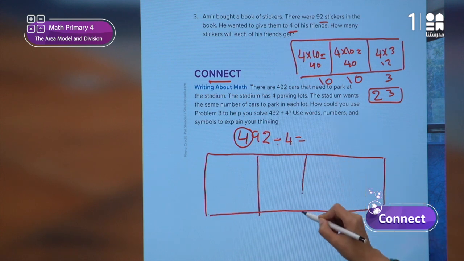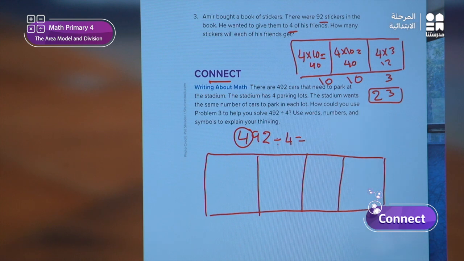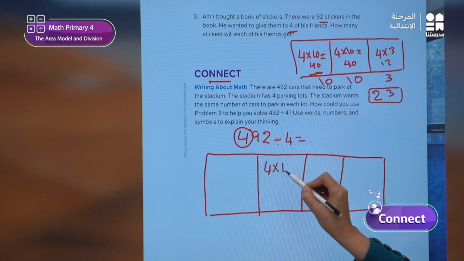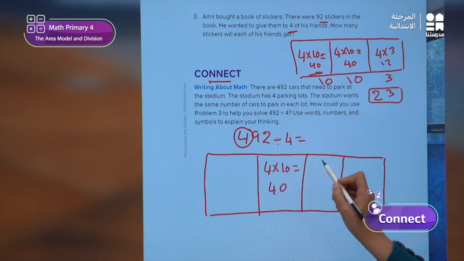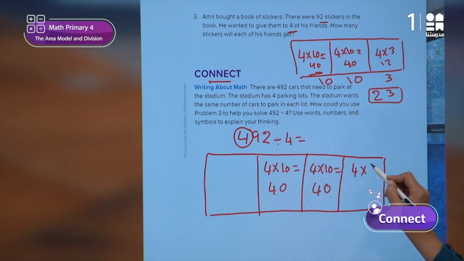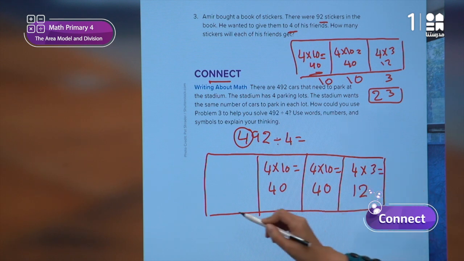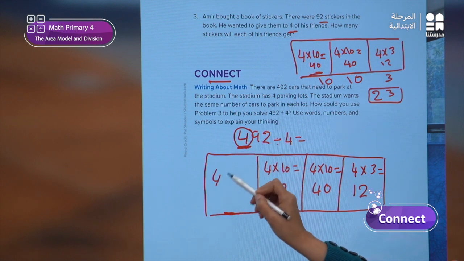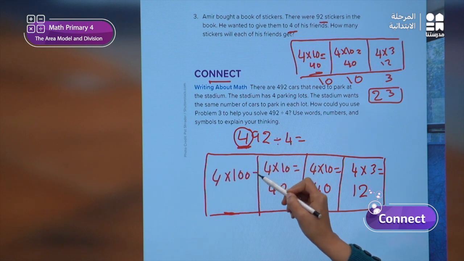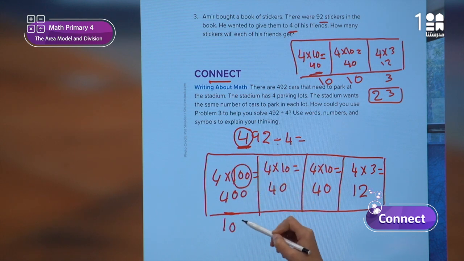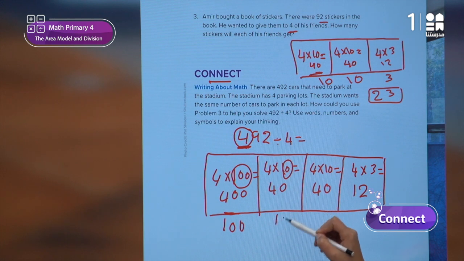Here, I will make it 4 parts like you see. I will do 4 times 10 equals 40. Like problem number 3, 4 times 10 equals 40. And the last one, 4 times 3 equals 12. Okay, what about the first part? The first part is the 400. So I will do 4 times 100 equals 400. Here in the first part, I will put the 100. The second part, here I'll put 10.